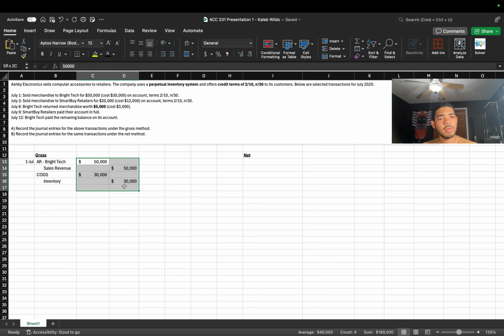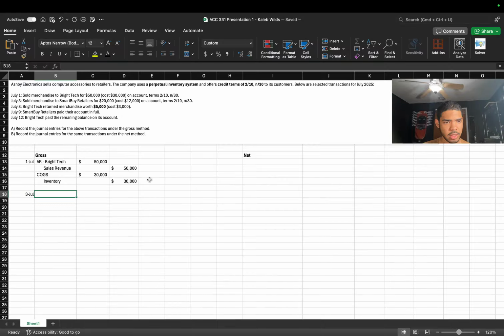It's important to note that the reason we're using the full values here, the full $50,000, the full $30,000, is because we're using the gross method, which does not assume the customers are going to take advantage of the discount. So we're going to assume they're paying full price, and then if they pay within the discount period, that's when we will apply the discount and subtract that amount from the original payment price.